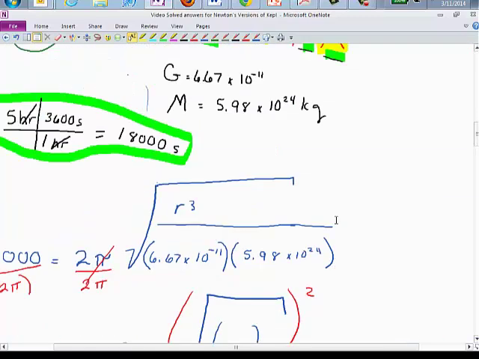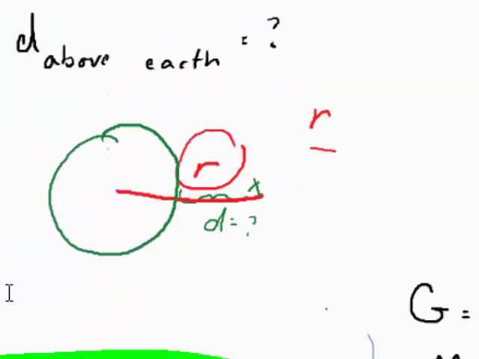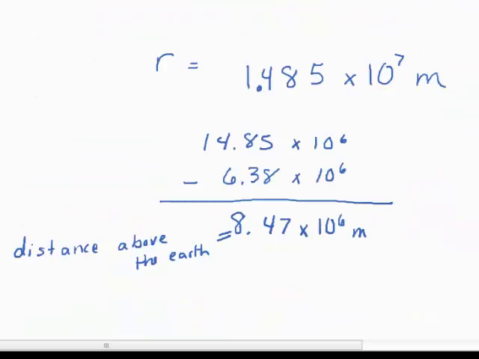Going back up to our original drawing, what we wanted is not the radius, which is what we just found. It's at 1.48. But we want to know the distance above this. So to get that distance, we're going to have to subtract the radius of the Earth from the big number. So I'm going to go back to my big number. And when I subtract the two, I get the distance above the Earth is equal to 8.47 times 10 to the 6 meters. And that is the final answer.